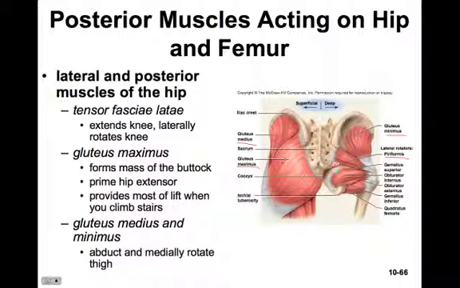The tensor fasciae lata, or TFL, otherwise known as the IT band, covers over the whole buttocks region and the outer thigh. It extends all the way down to the knee on the lateral side of the thigh and becomes very tight in athletes who have high demands on the gluteal region.